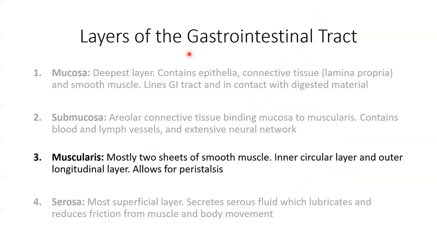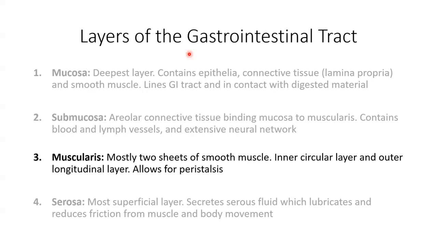Continuing to move superficially, our next layer is the muscularis. The muscularis of the mouth, the pharynx, and the superior and middle parts of the esophagus contain skeletal muscle. So this is what allows us to decide when we want to swallow. Skeletal muscle also forms the external anal sphincter and permits the voluntary control of defecation.